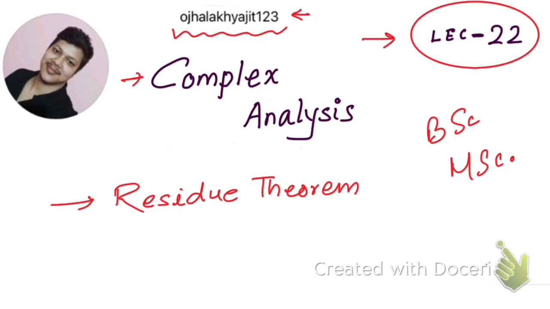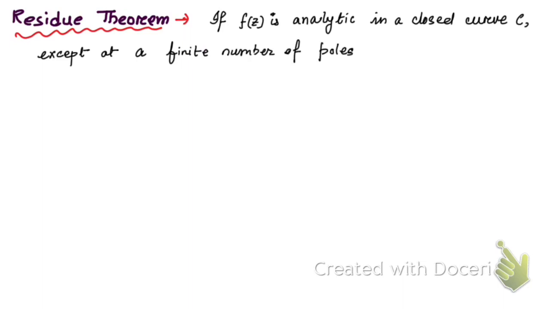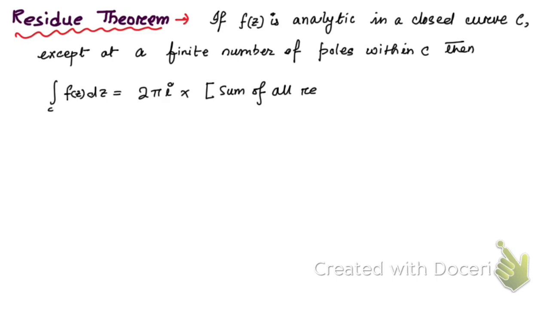So now let's start. What is the residue theorem? Let me write the residue theorem. If we have a function f of z which is analytic in a closed curve C, except at a finite number of poles within C, then the integration of f of z dz over C is given by 2 pi i times the sum of all residues at the poles within C.